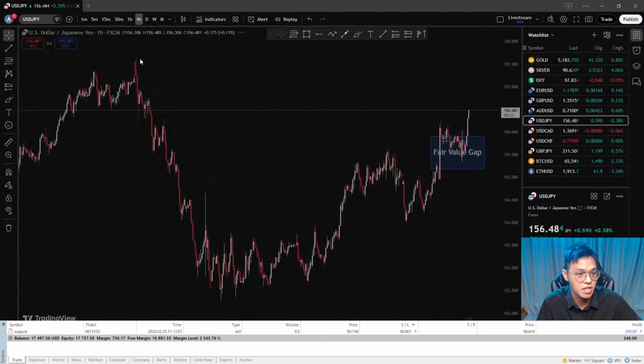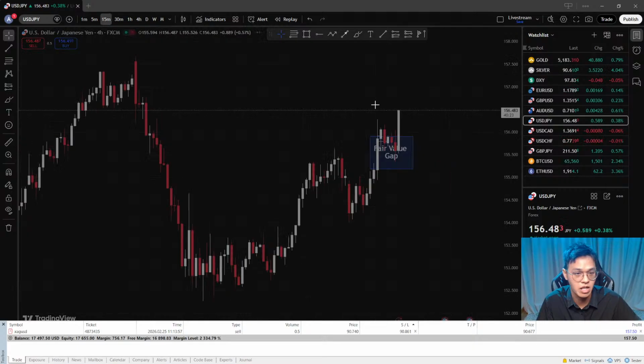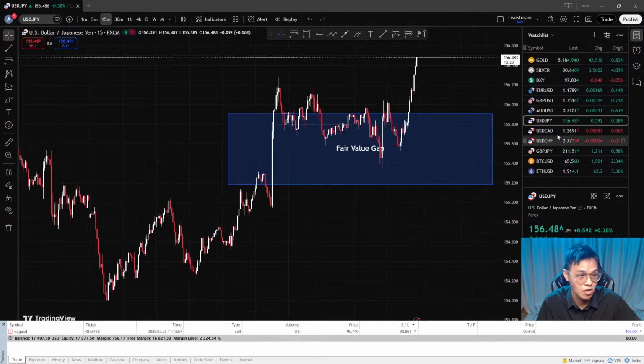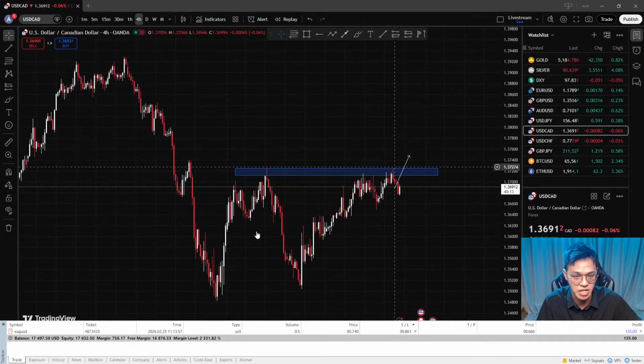That's why you can see the USD related pairings start to go up. If you look at USD JPY, it starts to spike, and then you can see that the USD CAD pattern is almost the same.